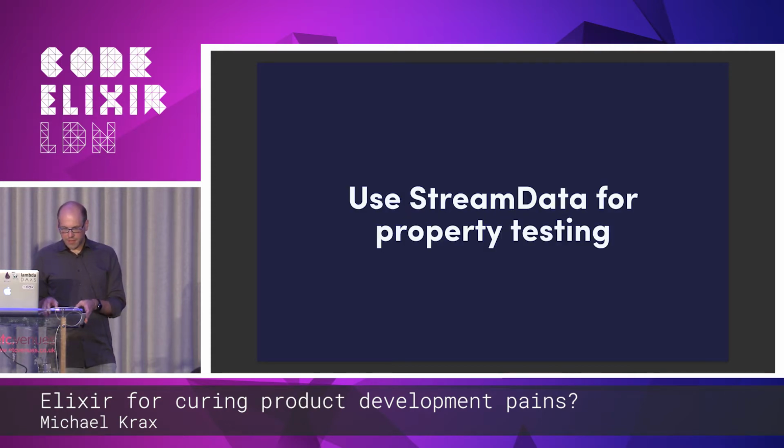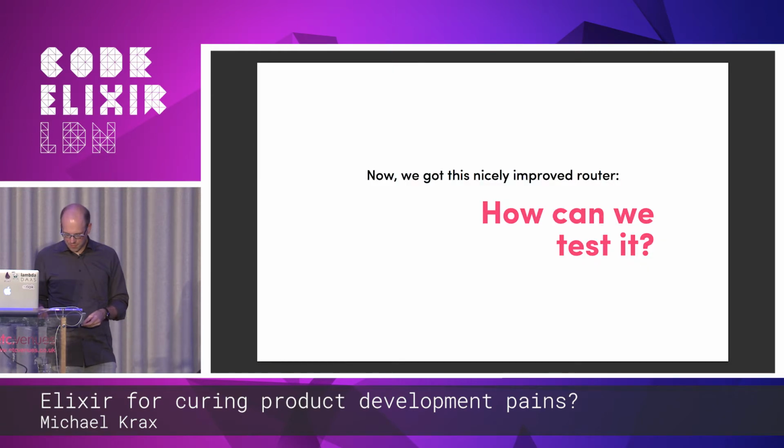So the third example is stream data for property testing, which Joey showed us. I think it was the first talk after the lunch break, or the one before the lunch break, which is actually very nice because now this is a practical use case of what you can do with property testing.